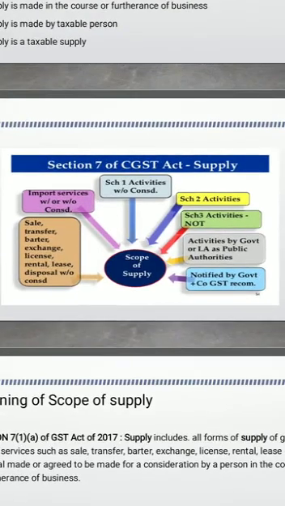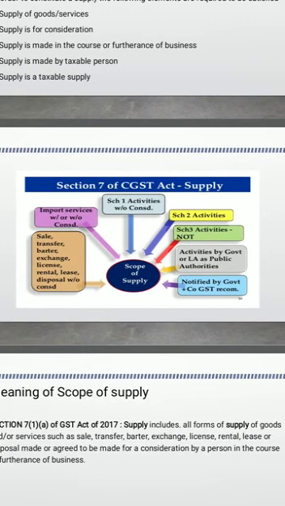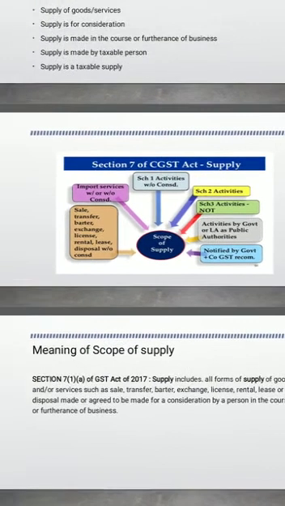Now, coming to the scope of supply, as you can see here in the diagram. Section 7 of the CGST Act includes all the important factors about the scope of supply. There are certain schedules involved in it: Schedule 1, Schedule 2, Schedule 3. And also there are certain subsections. Under Section 7, there are subsections like 1, 2, 3, and there are also clauses under that: A, B, C. We are going to discuss all of it in the further slides. Let's move on. First, we will discuss the meaning of the scope of supply.